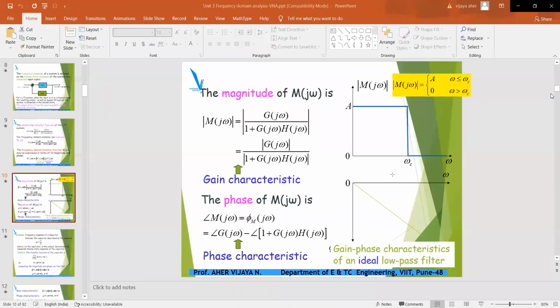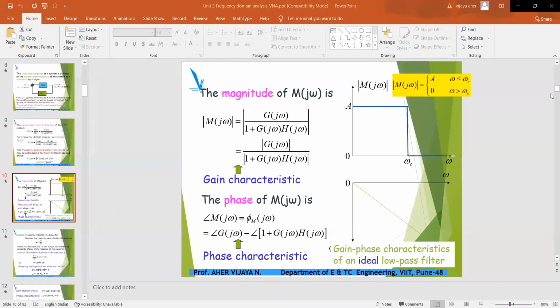Are you agree with me? Lower frequency is passing, whereas higher frequency is eliminated or attenuated, you can say. So this is the gain characteristics of an ideal low pass filter. If it is an ideal low pass filter, how will the gain characteristics be? As shown in this graph.